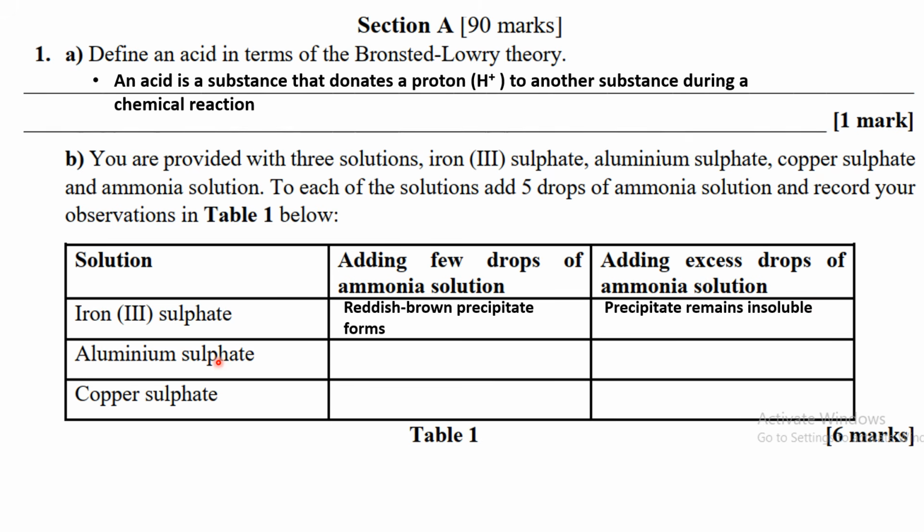Let's move on to aluminum sulfate. When you add a few drops of ammonia solution to it, you are going to form a white precipitate. So a white precipitate is formed which remains insoluble, meaning that it does not dissolve when you keep adding some drops of ammonia solution.